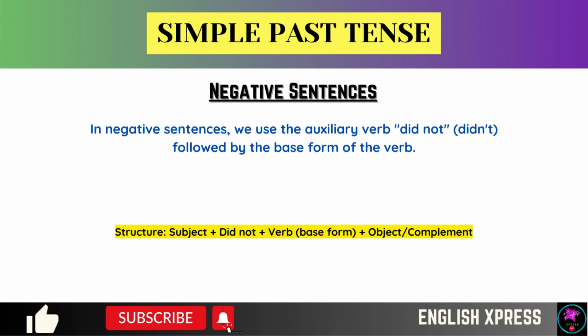In negative sentences, we use the auxiliary verb did not, didn't, followed by the base form of the verb.